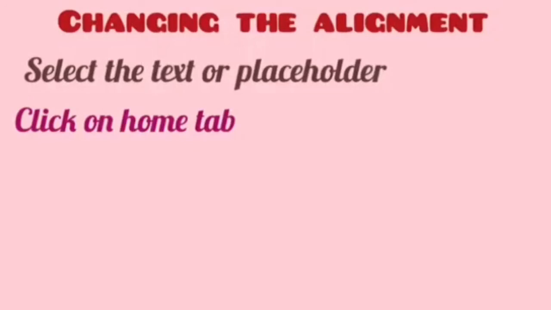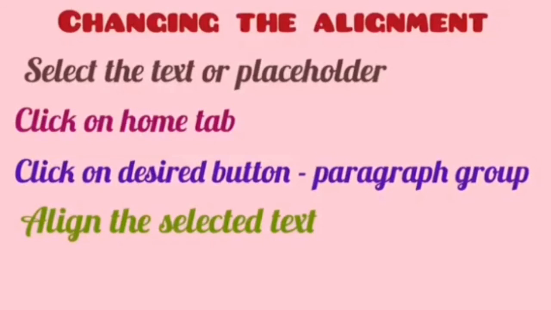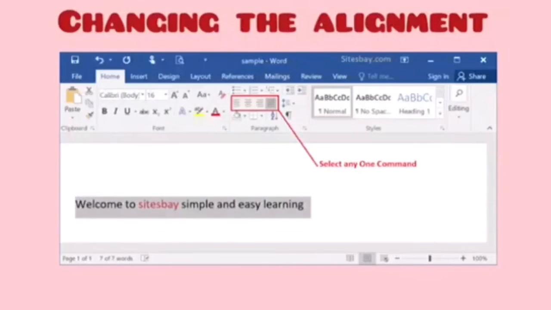Next is changing the alignment. You know four types of alignment: center, right, left and justified. First you have to select the text or the placeholder, then you have to click on the home tab. You know where the desired button for the four alignments is present, under the paragraph group, and then you have to click on whichever alignment you want. The text will be aligned like that.